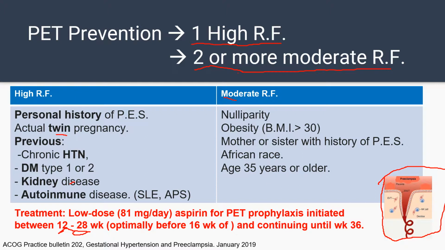On the other hand, we also have moderate risk factors that can be nulliparity, obesity, familiars with relatives with preeclampsia, or African race, that here in Africa most of people have this race, and 35 years or older. So this is very important because if the patient has two of these, she also has the indication of giving the aspirin. The reduction of the global preeclampsia with this aspirin in the studies was not a big reduction.